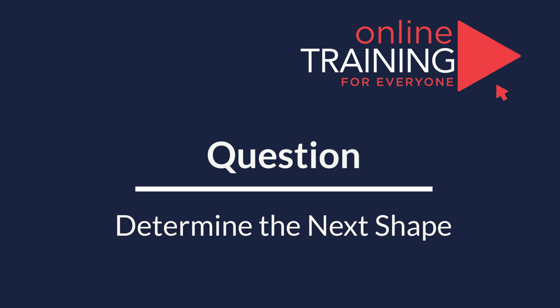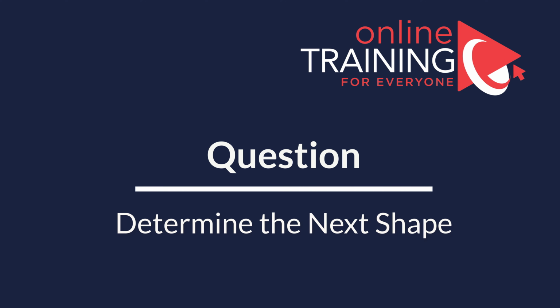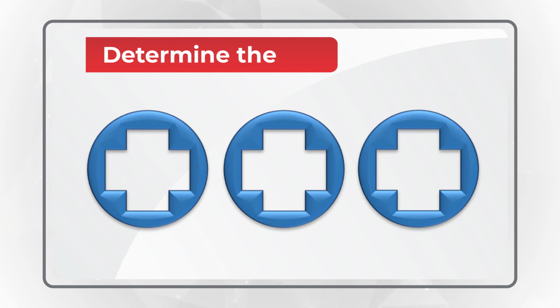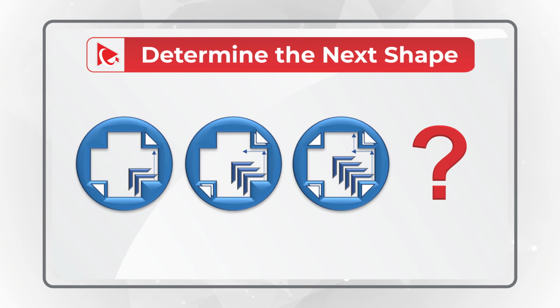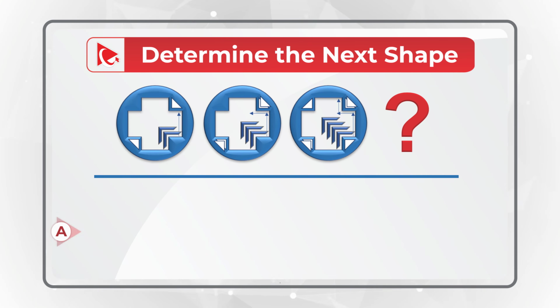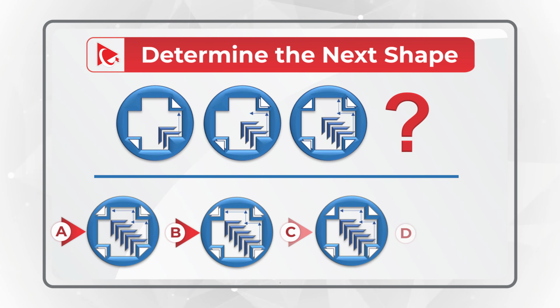And now I have a question for you to test your skills. You're presented with the series of objects, and you need to determine next object in the sequence. Please choose one of the following 4 choices. Choices A, B, C, and D.